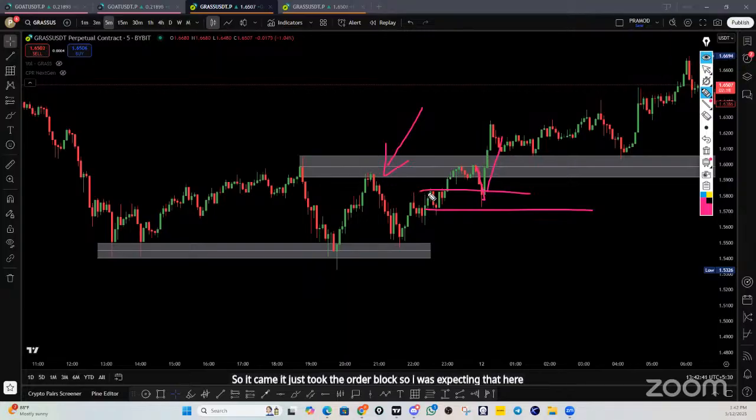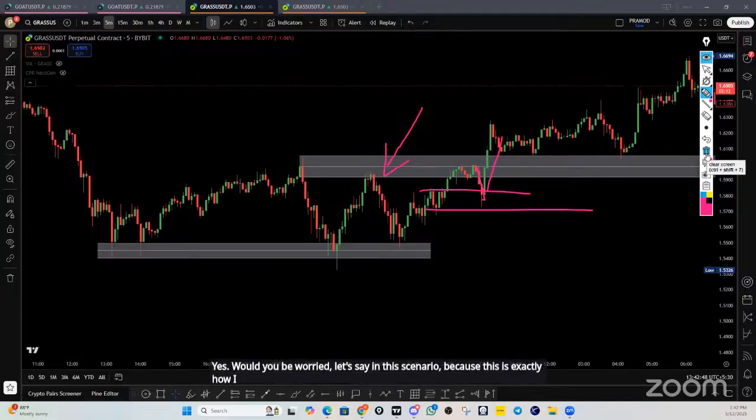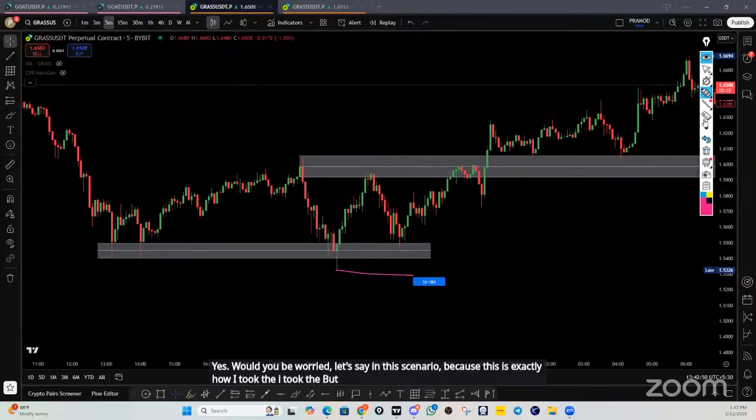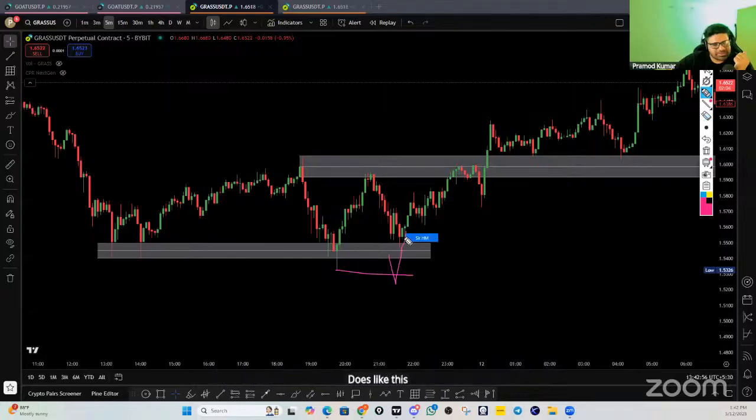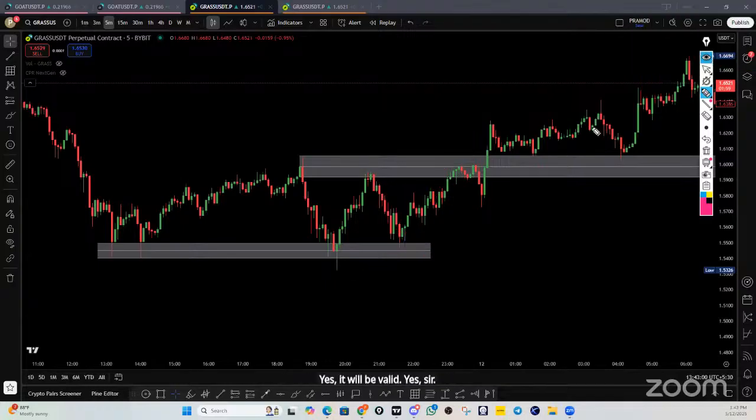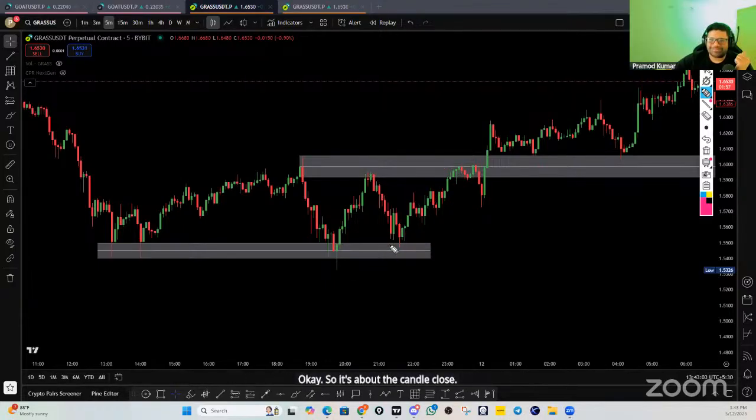Would you be worried, let's say in this scenario, because this is exactly how I took the AI-60, but what if it takes this one? Would you still be worried, or does it depend on, like, let's say that it does like this? Yes, it will still be valid. It's all about when the candle closes.